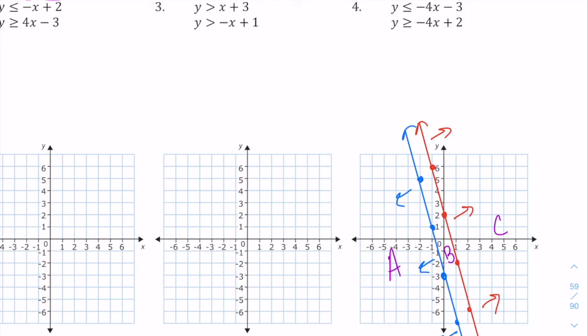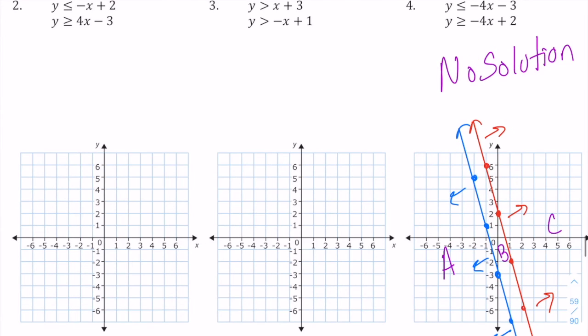So in which of these regions are both of the lines pointing towards? Well, in A, blue is pointing there, but red isn't. In B, neither is pointing towards it, and in C, only the red is pointing towards it. So there's no region where they're both pointing, so this one is no solution. Oh, tricky. So there's no place where there should be any shading.